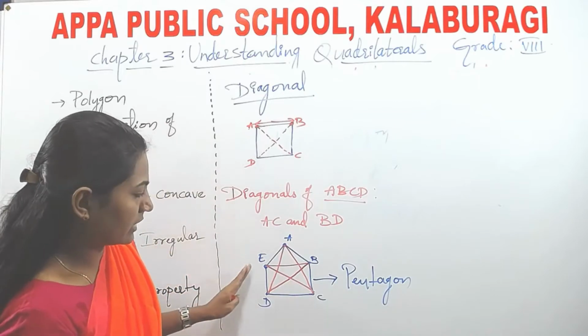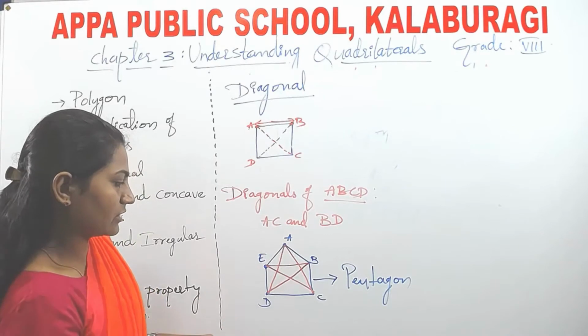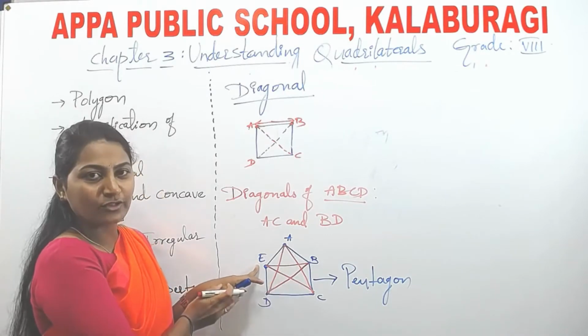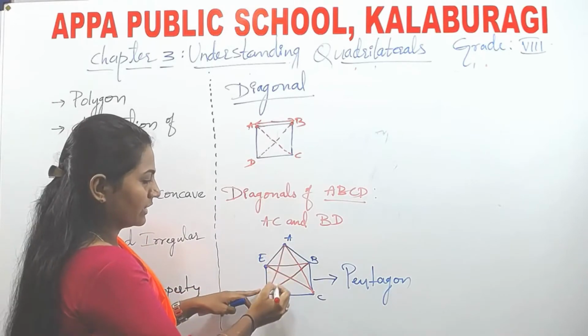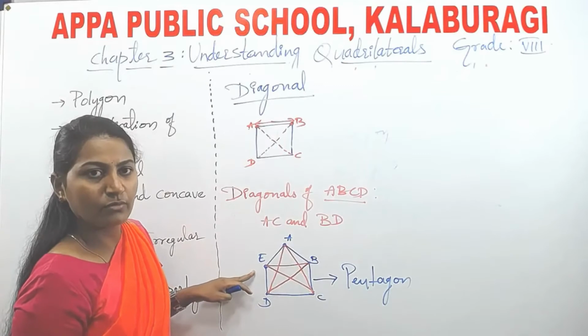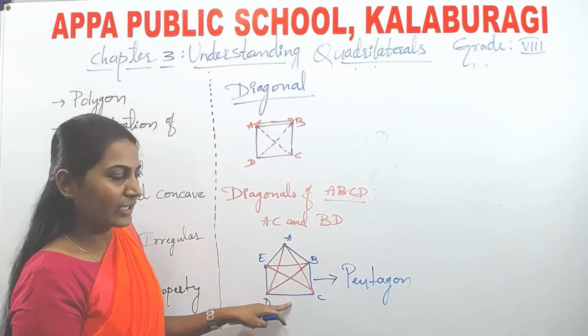So how many diagonals does it have? It has 5 diagonals. If you missed anything, I think you are familiar now with how to draw the diagonals: A to C, as well as B to E or E to B. So we have drawn all the diagonals.